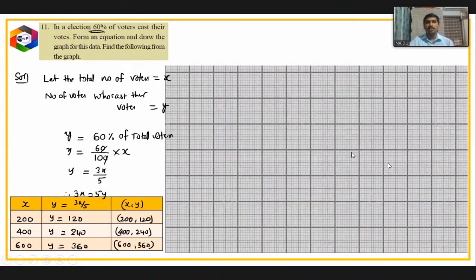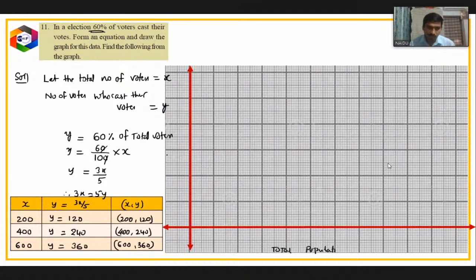Yes. So this is the graph here, children. Observe. Now again I am going to draw both the x-axis and the y-axis. This is the x-axis and this is the y-axis. On the x-axis I have taken the total population.